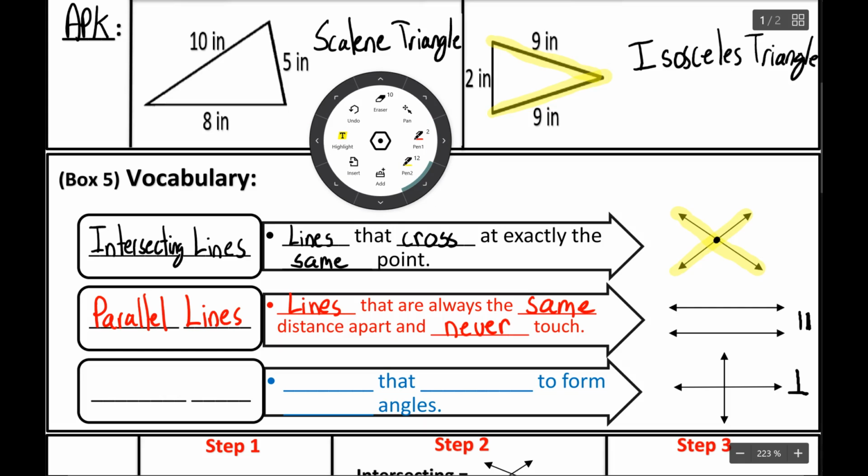Mr. Arevalo, what do you mean that they're always the same distance apart and that they never touch? Well, if I'm looking over here, you're going to see I have this one line right here, and right underneath it, there's another line. It looks pretty much identical to the other line. Well, these lines are the same distance apart. You can more or less see right here. They are the same distance, and these lines go on for infinity. They keep going on and on and on, and they never ever touch. Okay? Keep that in mind.